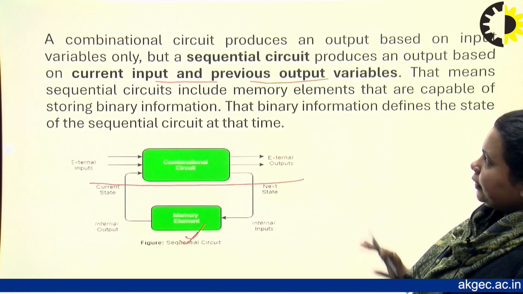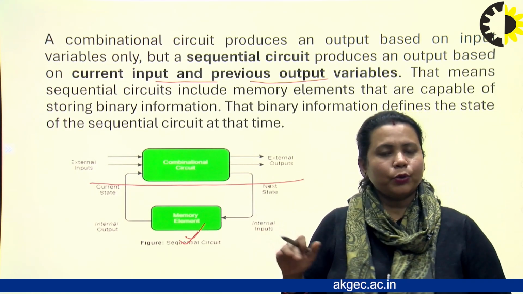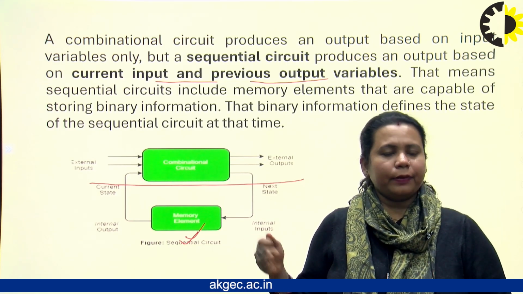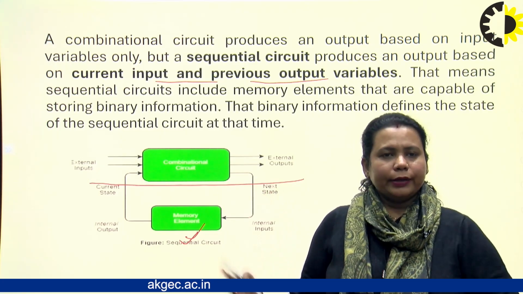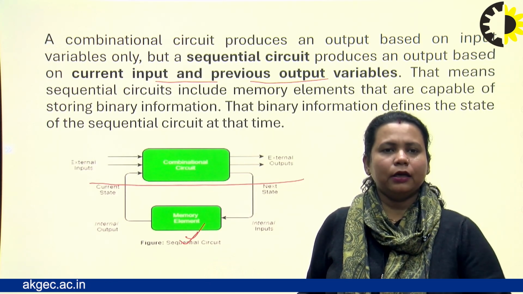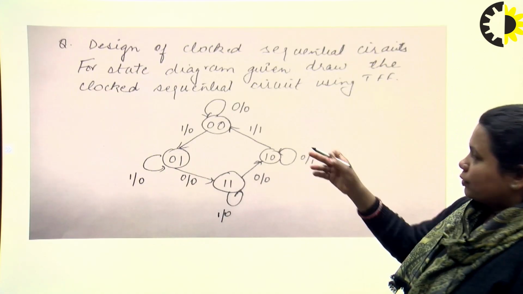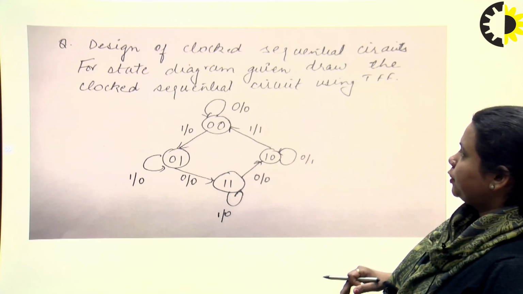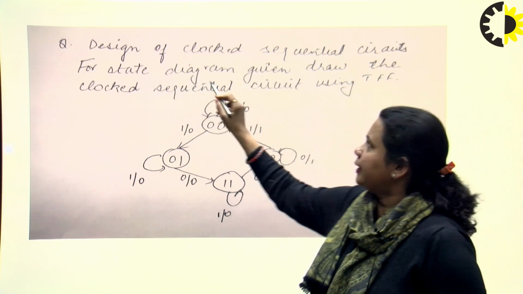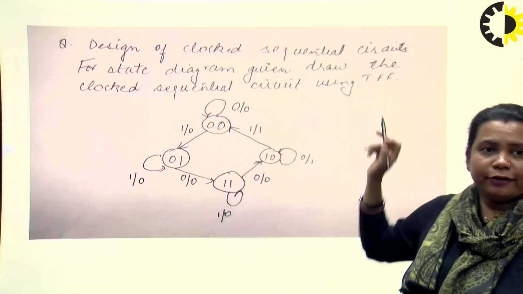So basically in this topic, I'll be telling you how to design a circuit. And in that particular step, I have taken one important question. With the help of the question, you will easily get how we are doing things. So this is a question. I hope this is visible to you. Design of clocked sequential circuits. For the state diagram given, draw the clocked sequential circuit using T flip-flop.